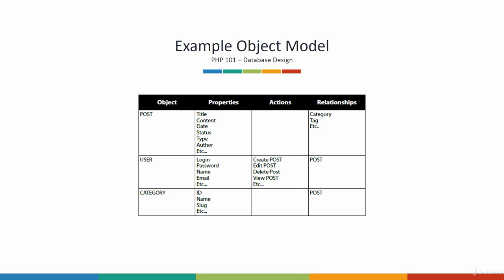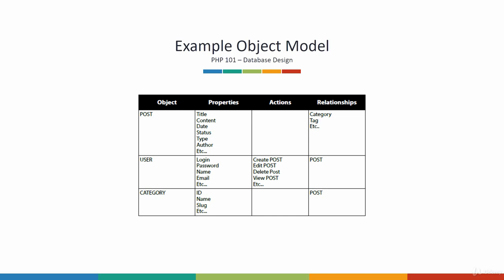So in your database, the record for each individual post would need to be filled in with each one of these pieces, these property elements. All right, in terms of action, a post can't actually perform an action. It has actions performed on it by the user, so there are none.